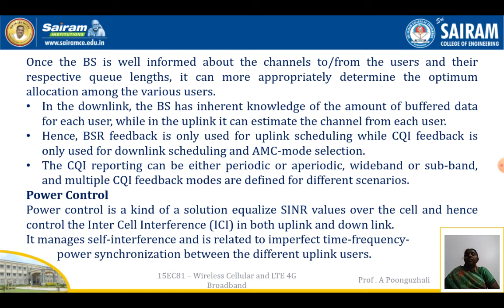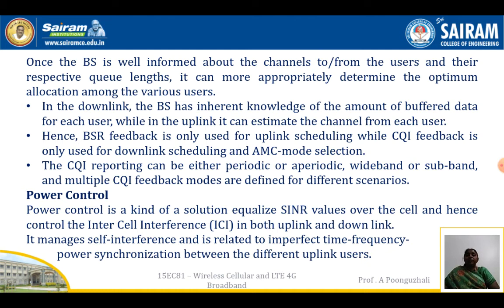So the buffer status report feedback is only used for uplink scheduling, while channel quality information feedback is used for downlink scheduling and adaptive modulation and coding mode selection. The channel quality indicator reporting can be periodic or aperiodic, wideband or subband, and multiple channel quality indicator feedback modes are defined for different scenarios.